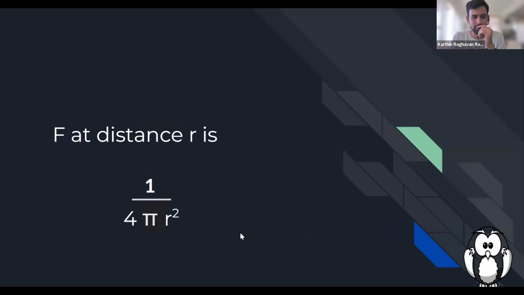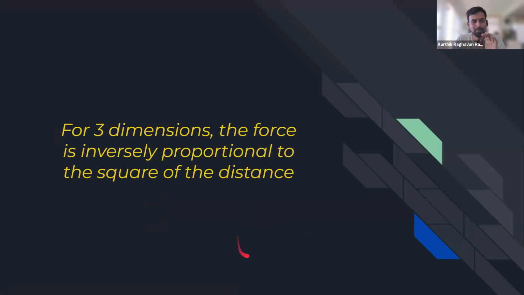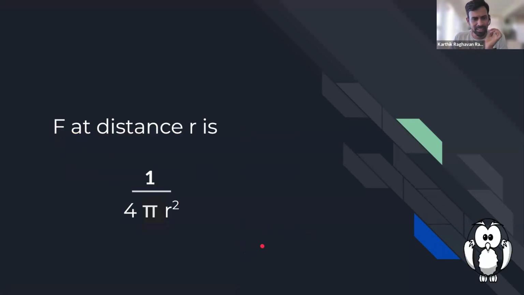Ooh, some people are getting to it at 10th grade. Wow. So lucky you guys or unlucky you guys, I don't know, but you've learned it now. So 4 pi r squared is the surface area of a sphere, and the force at distance r is 1 by 4 pi r squared. So now let's think about this.